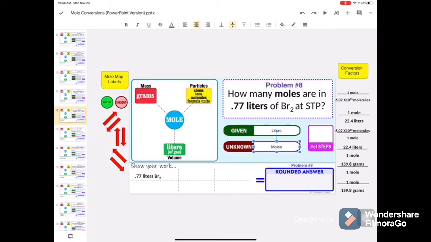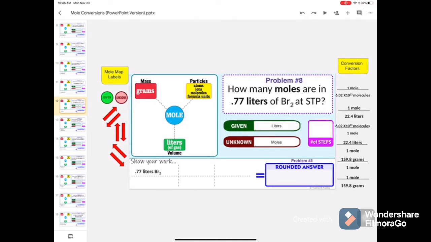So I'm given 0.77 liters of bromine gas, Br2. Remember those gases that like to pair up. We have those 7 gases, bromine's one of them. So I have a volume of 0.77 liters of Br2. So step 1, do you realize that liters is volume? You should. So there we go. And it's right here, liters and volume. So I have liters and I want to go to moles.